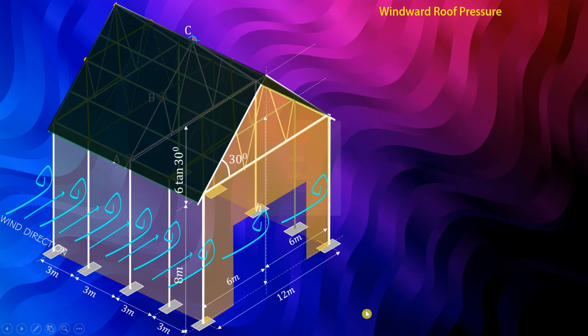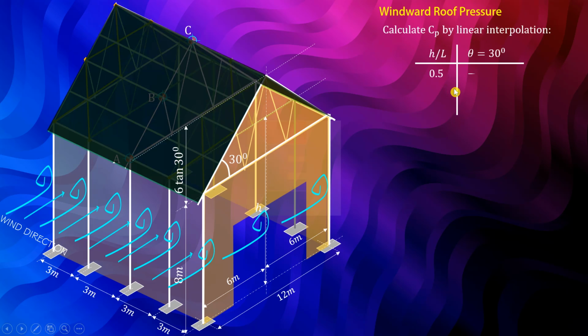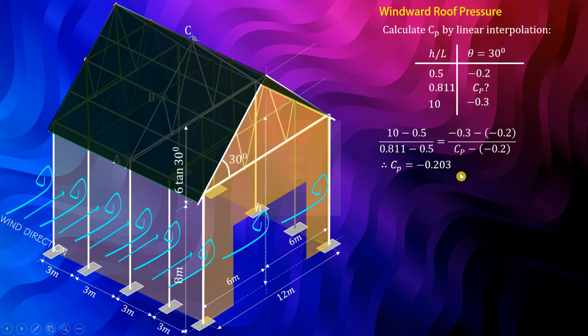Okay, so for the windward pressure, we need to calculate CP by linear interpolation. I will be considering the negative sign, and I will take the value at 0.811, which is the H over L I got. So we have 10 minus 0.5 all over 0.811 minus 0.5 equals negative 0.3 minus negative 0.2 all over CP minus negative 0.2. We get CP which is negative 0.203. So we now have CP for the windward wall.